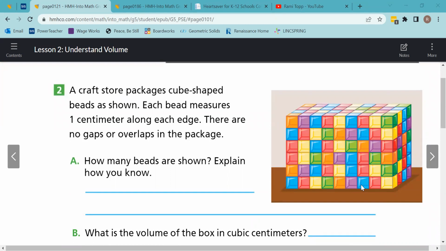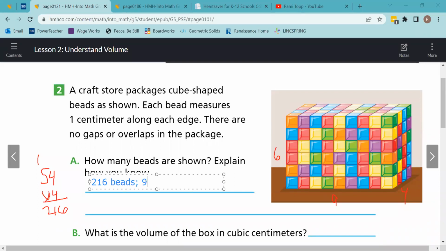1, 2, 3, 4, 5, 6, 7, 8, 9. We've got 9 across, and 1, 2, 3, 4, 5, 6 looks like the height, and the depth looks like 4. So we have 6 times 9 is 54. Take that times 4. Sorry. 4 times 4 is 16. 4 times 5 is 20 plus 1. We have 216 beads.